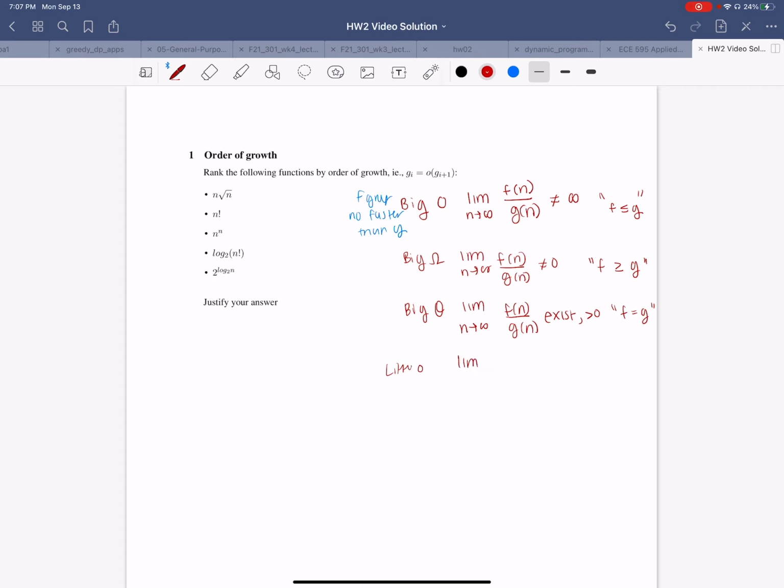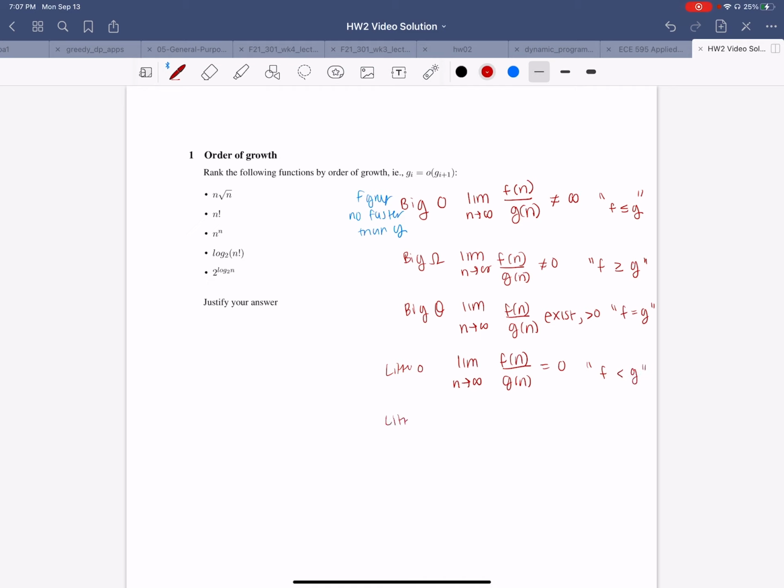we have that as the limit as n goes to infinity of f of n over g of n, if that limit is 0, then we can say that f of n is little o of g of n. And this implies, in quotes, that f is strictly less than g.